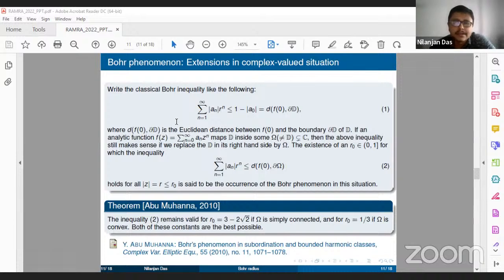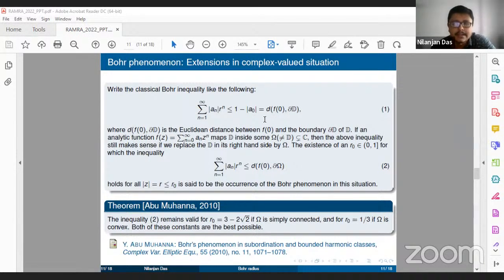So if we take that mod a naught term on the right hand side of the inequality, it now looks like the sum over n from 1 to infinity of mod a n r to the power n is less than or equal to 1 minus mod a naught. Now 1 minus mod a naught is precisely the Euclidean distance between a naught and the boundary of the unit disk. Okay.